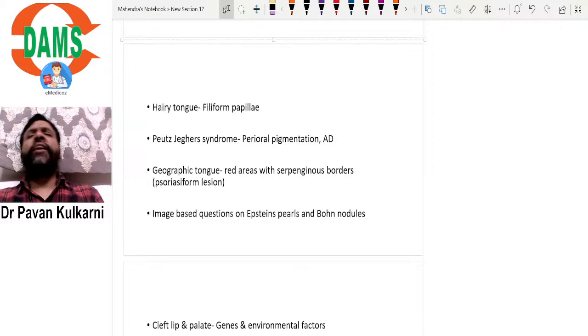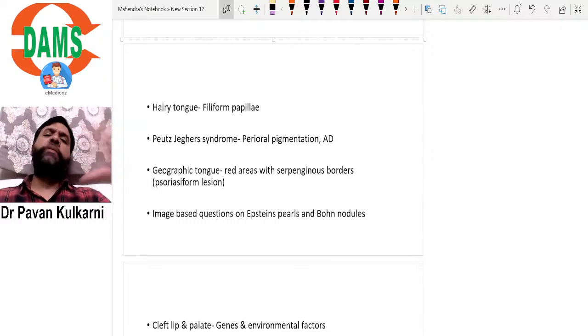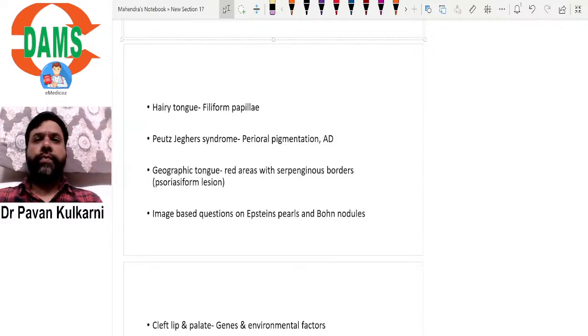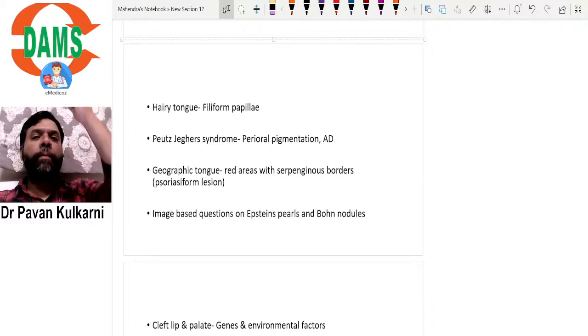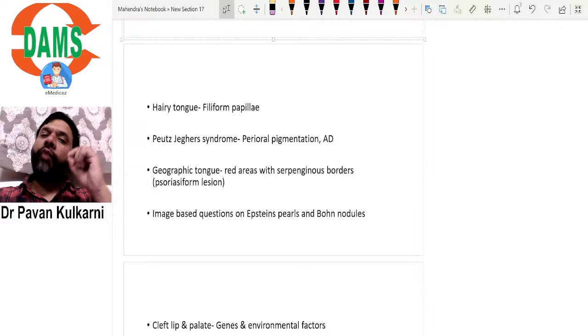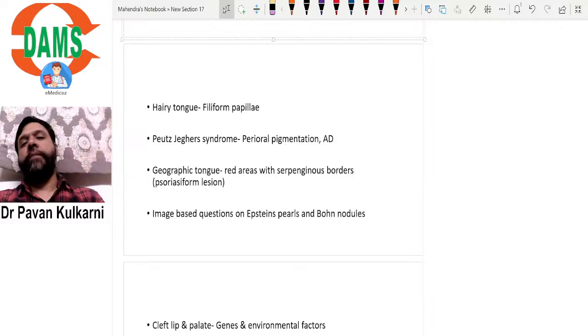Even one of the favorite topics is the image-based question on Epstein pearls and Bohn's nodules. So what are these exactly? Epstein pearls and Bohn's nodules. We are supposed to remember that these are white colored nodules seen on the palate. The question comes on the location. If you see the nodules along the mid-palatine raphe of the palate, it is Epstein pearls.